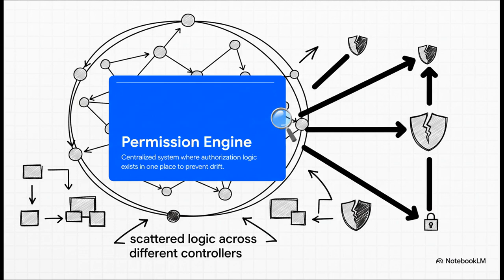So the ultimate solution to that whole mess is a centralized permission engine. The absolute golden rule of your architecture has to be this: authorization logic exists in one place. That's it. When you scatter that logic across different controllers and start duplicating front-end checks, it inevitably drifts. And as we all know, in software architecture, drift equals vulnerabilities. But by routing absolutely everything through a single core infrastructure system, you prevent that fatal security drift entirely.